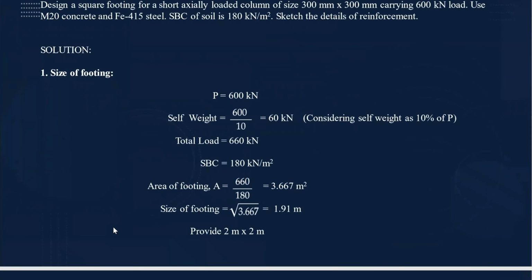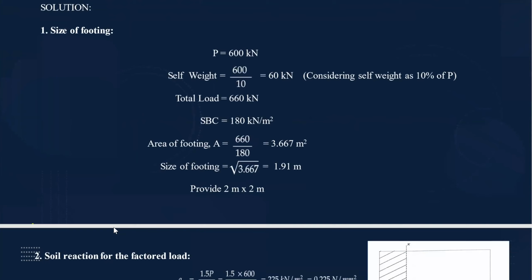Now the question is, you have to design a square footing for a short axially loaded column of size 300 mm by 300 mm carrying 600 kilonewton load, and you have to use M20 grade concrete and Fe415 steel. Safe bearing capacity of the soil is 180 kilonewton per meter square, and obviously you need to sketch the details of the reinforcement. As we've already seen, the first step will be determining the size of the footing.